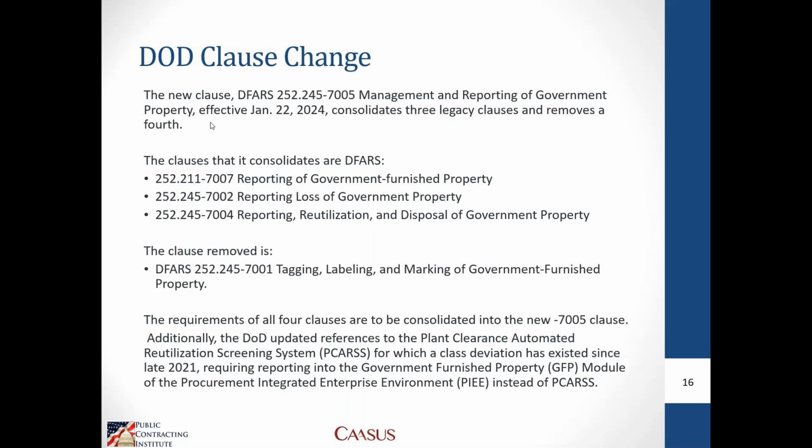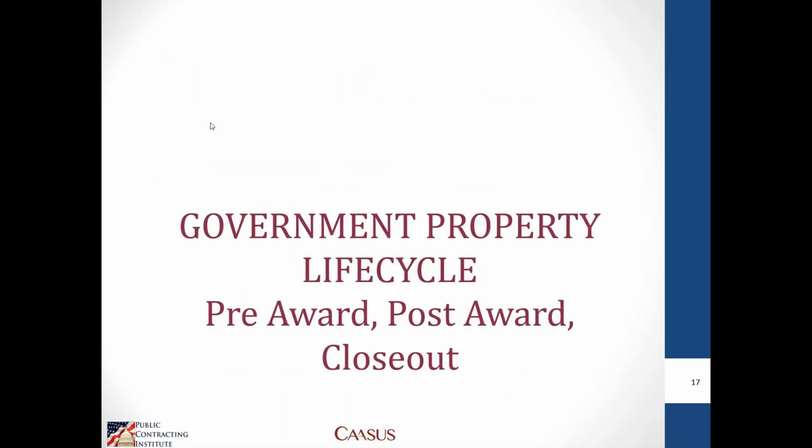And so the requirements of all four clauses are really consolidated into this one clause now. In addition, there are some updated references in the clause for PCARS, the Plant Clearance Automated Reutilization Screening System, which used to be a separate website, and a class deviation existed for a few years, and also for the IUID model for the government reporting of government furnished property. So both of these items now, both PCARS and IUID, are in POPI, and I have a screenshot for that I'll show you later on during the course.